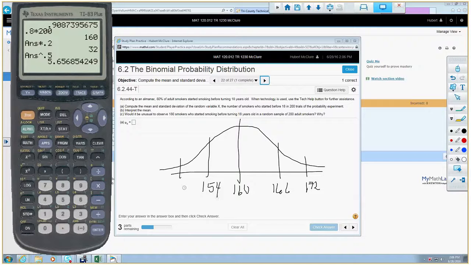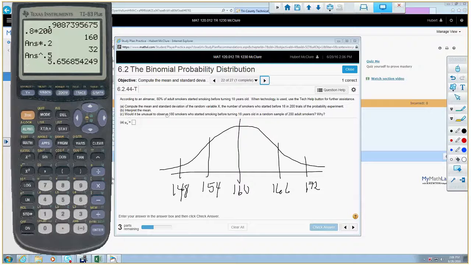And 154 minus 6 is what? 148. Y'all check my math. And yes, I didn't use the 5.6. I just used 6 because I didn't feel like doing all that in my head. Now, what is it asking you? Interpret the mean. Well, I just did.